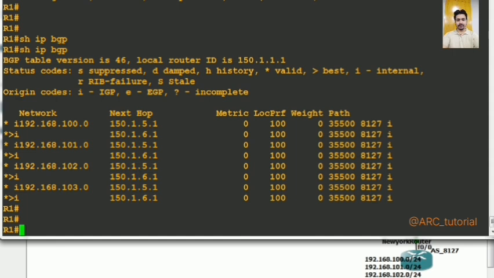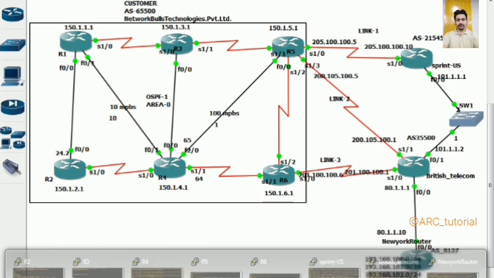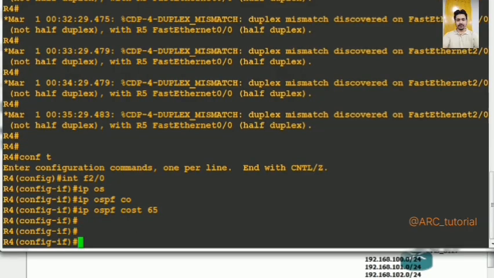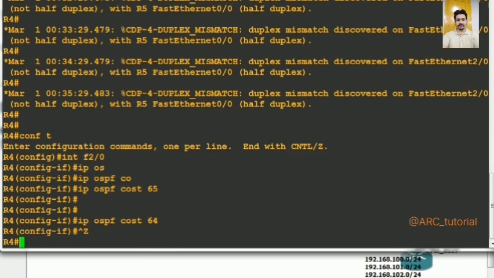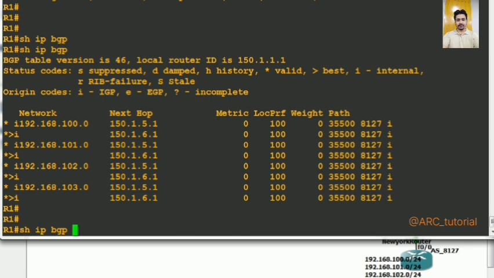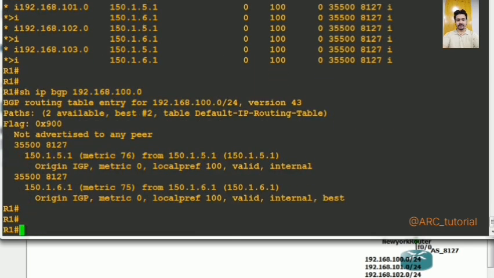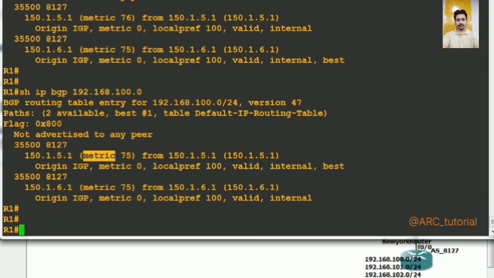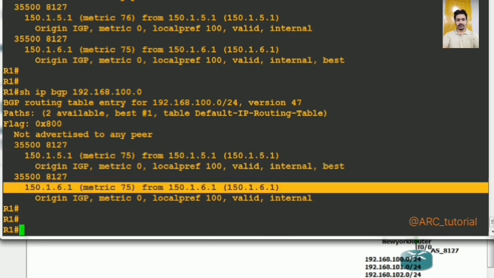And if it is also same, then what will happen? Let's make it same now via both neighbors. Let's move on R4's F2/0, make it 64 itself. So let's move back again on R4 and configure its cost at 64 now. Move back again on R1, open, just wait for a moment. Via R5 also its best path will become via serial. So this time IGP cost to reach next hop is also same.